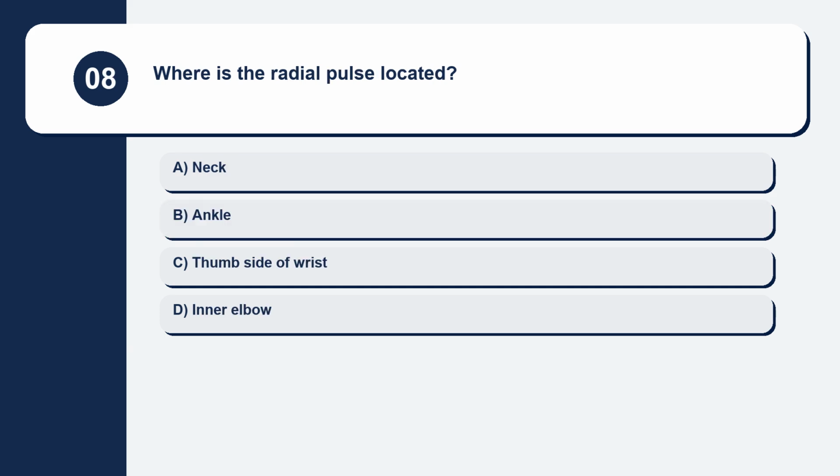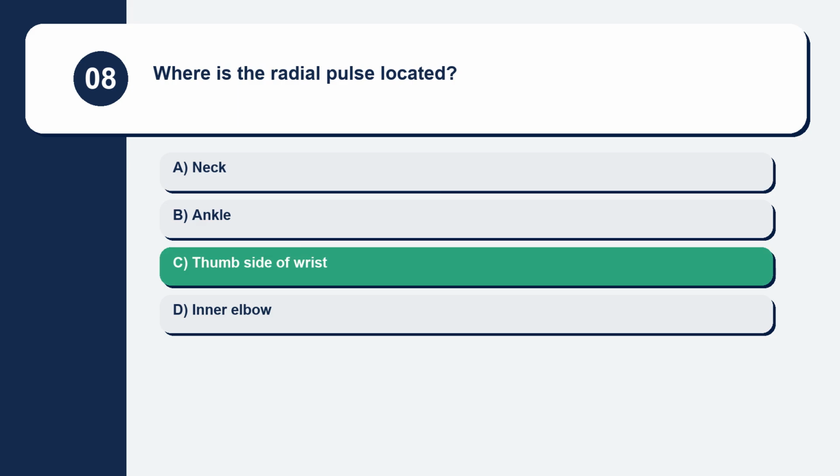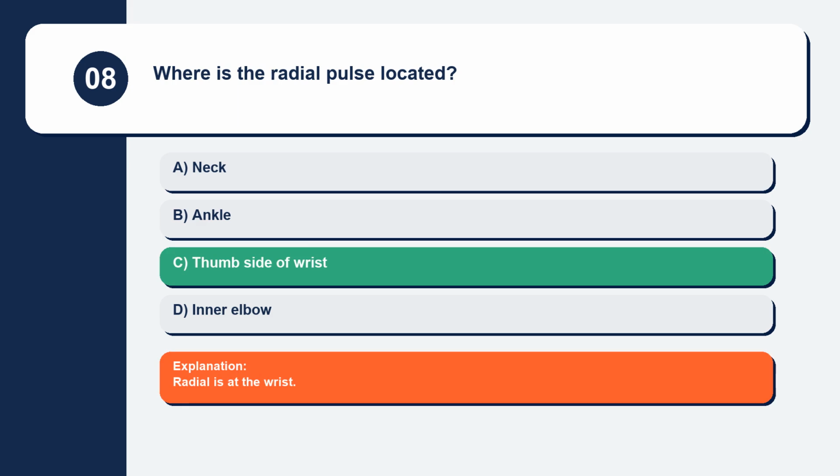Question 8. Where is the radial pulse located? Neck, ankle, thumb side of wrist, inner elbow. Radial is at the wrist.